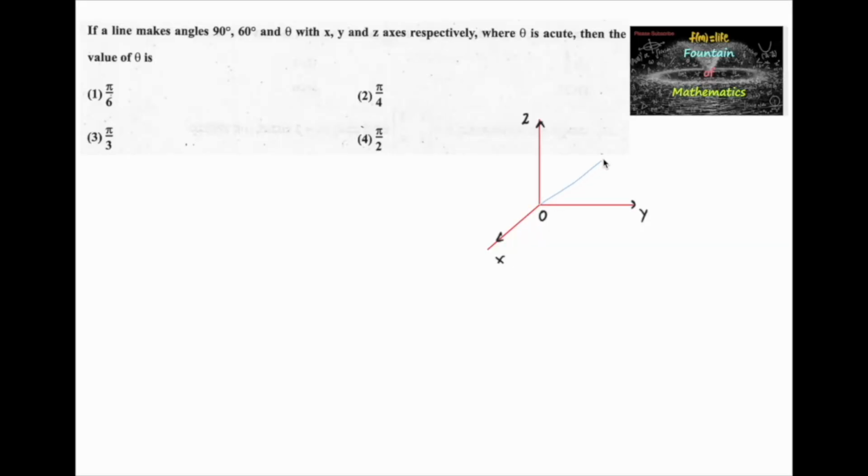If a line makes an angle alpha with the x-axis and beta with the y-axis and gamma with the z-axis, then we have cos square alpha, cos square beta plus cos square gamma, their sum is equal to 1. Where alpha, beta and gamma are the directional angles of a line.